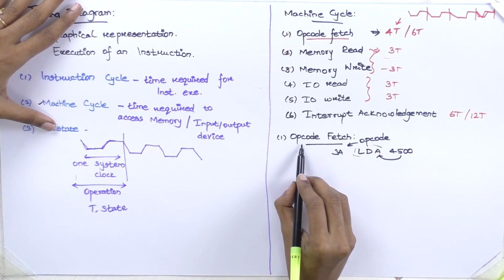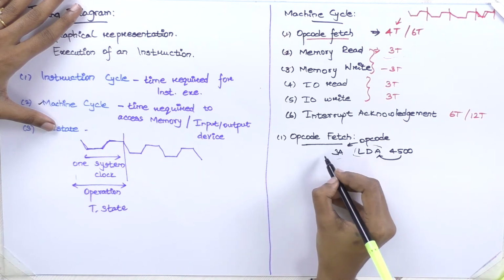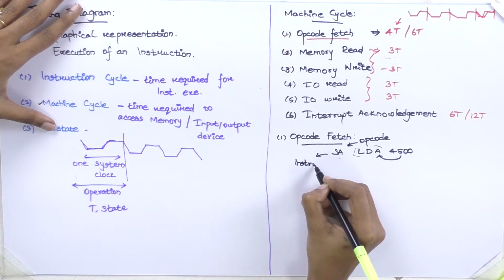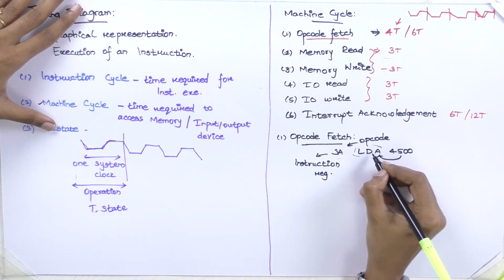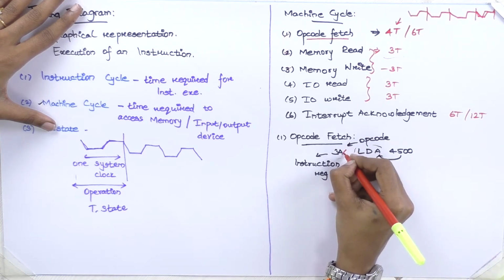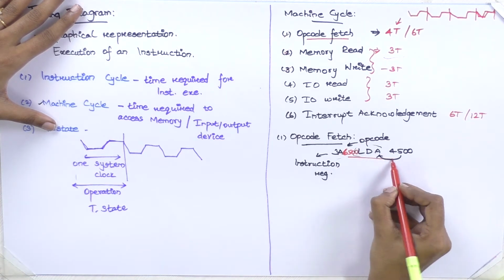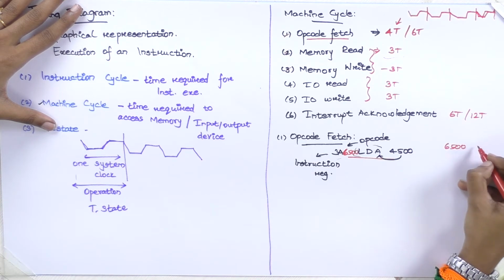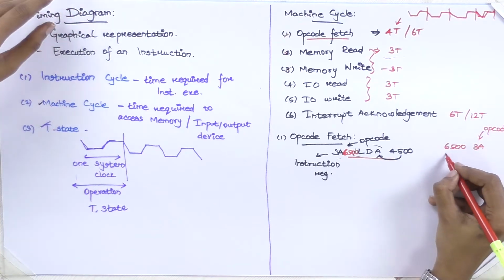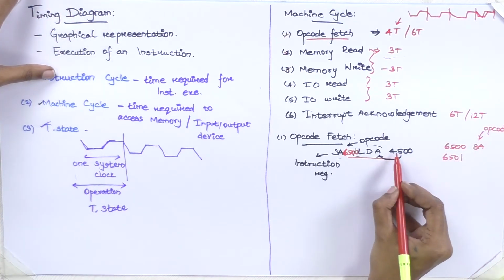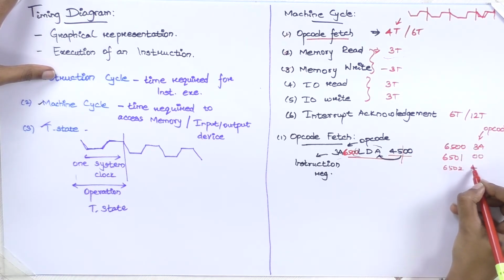During this opcode fetch, what will happen? The processor will look into this opcode and put it in the instruction register. This we have discussed in the architecture. This instruction will be stored in memory. Assume that the address of this memory is 6500. How would this be stored in the memory? At 6500, first the opcode will be stored. 3A is its opcode. Then at 6501, this address will be stored. First the lower byte will be stored, and next the higher byte value 45 will be stored.